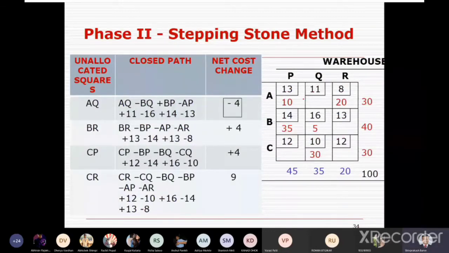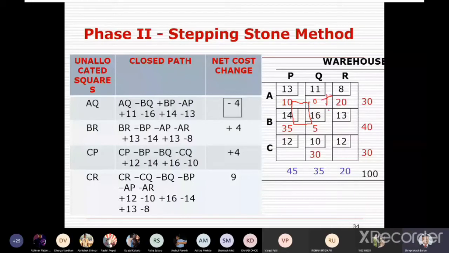For this new table, that is iteration number 2, I have to prepare again the unallocated squares table. Now the unallocated squares are AQ, then BR, then CP and CR. For all these, I have to prepare the closed path. For example, if I want to prepare the closed path at AQ, I have to draw horizontal and vertical lines, and I can change the direction only at the allocated cells. So here I am easily making the closed path like this.